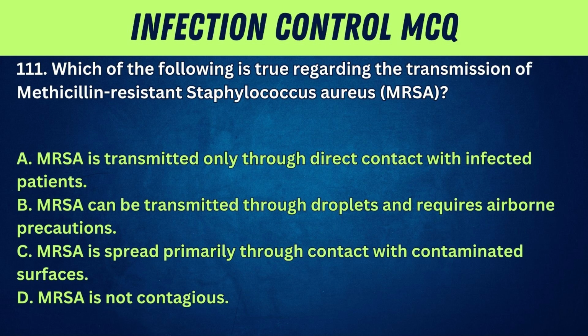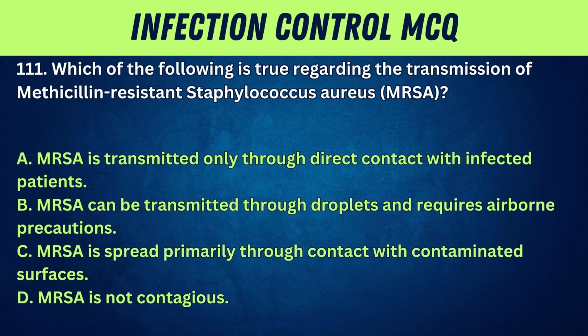111. Which of the following is true regarding the transmission of methicillin-resistant Staphylococcus aureus, MRSA? A. MRSA is transmitted only through direct contact with infected patients. B. MRSA can be transmitted through droplets and requires airborne precautions. C.